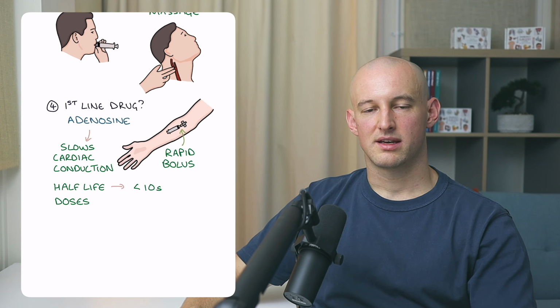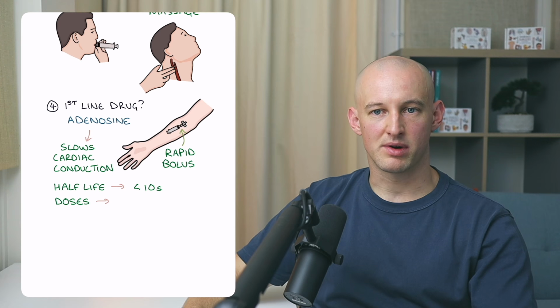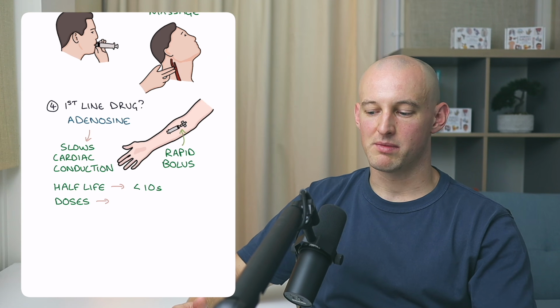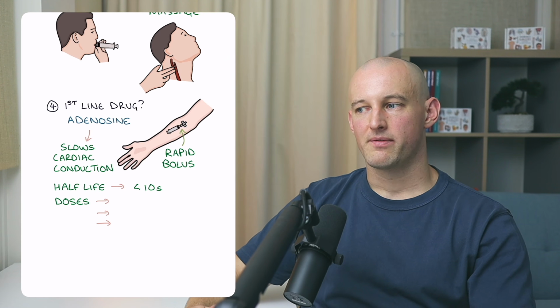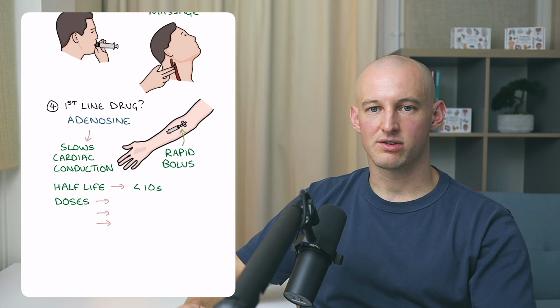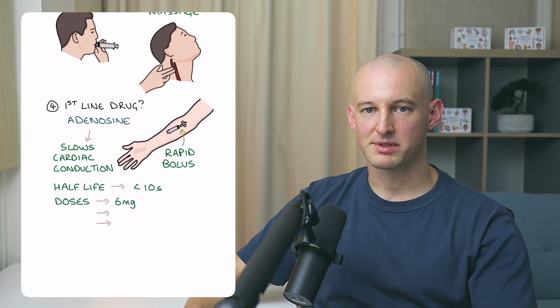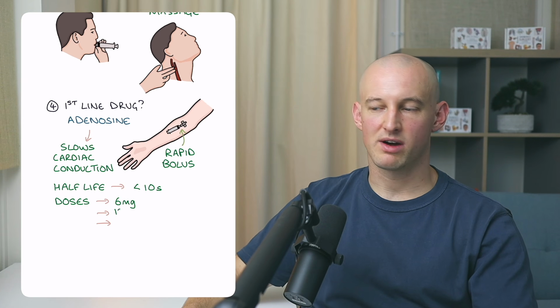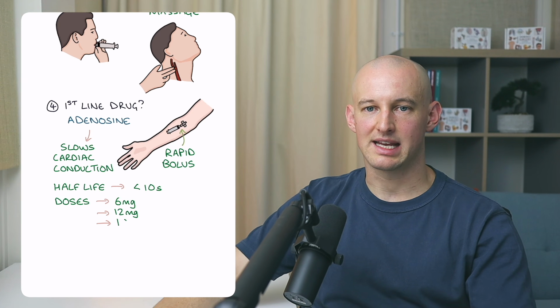The doses, you give the first dose, hopefully it works. If it works, great, but then you might need to give further doses, and the doses are increased until you achieve sinus rhythm. So the doses are to start with 6 milligrams for the first dose, then try 12 milligrams, and then try 18 milligrams.